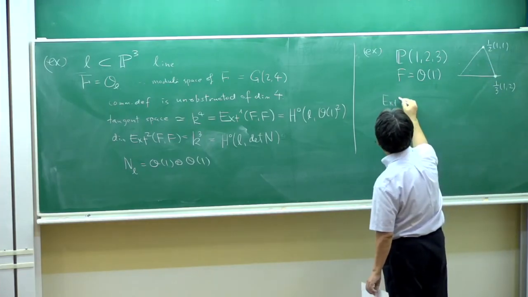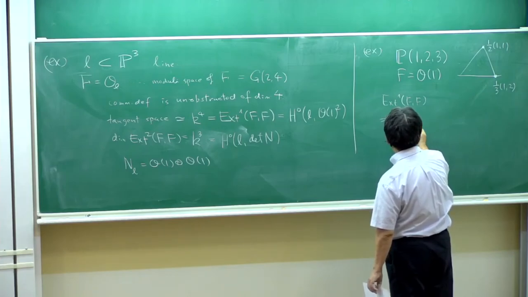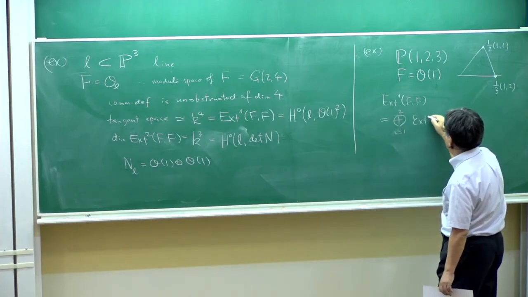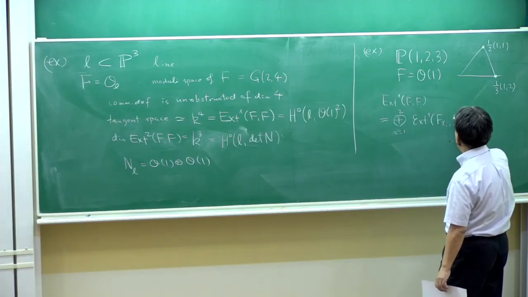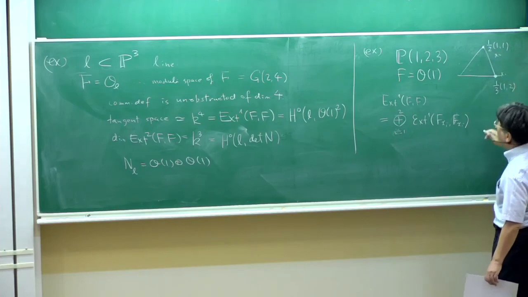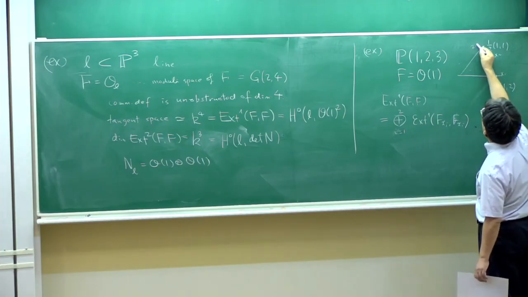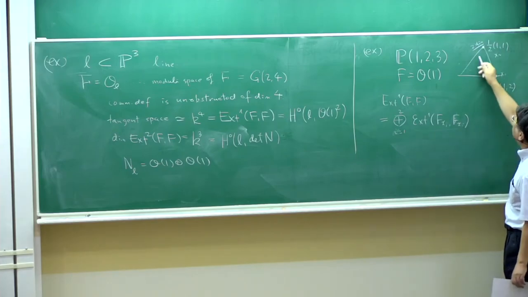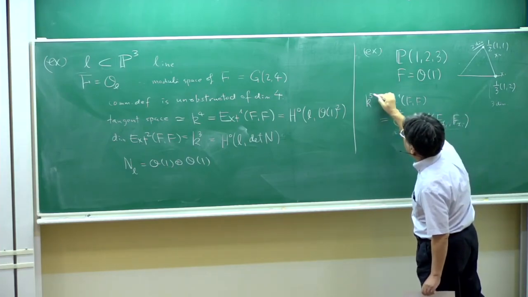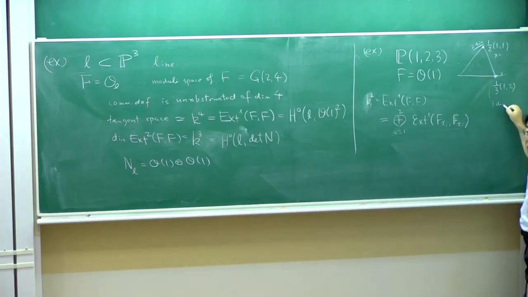So Ext^1(F, F) is the sum over i equals 1 to 2 of the local Ext^1 at x_i. So this is x1, x2. There are two singularities. Just two singularities. And so here, the local extension is two-dimensional. And here, we have a three-dimensional space. So this is five-dimensional. Sorry. The tangent space is two-dimensional. But there are more deformations.